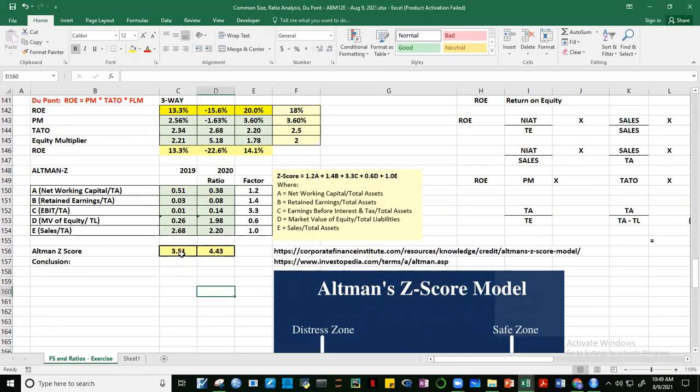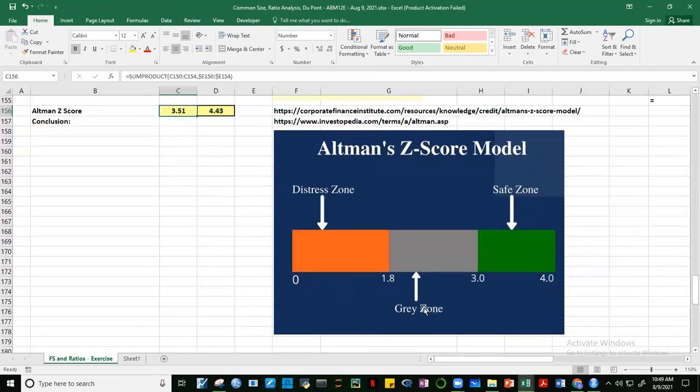And it turns out that ang sinasabi dito sa Altman Z, guys, kung yung Altman Z is a value less than 1.8, distress zone yan. Candidate yan yung company na maging bankrupt. If it's between 1.8 to 3, medyo gray zone, we cannot really determine. Pag 3 to 4, guys, safe zone yan.